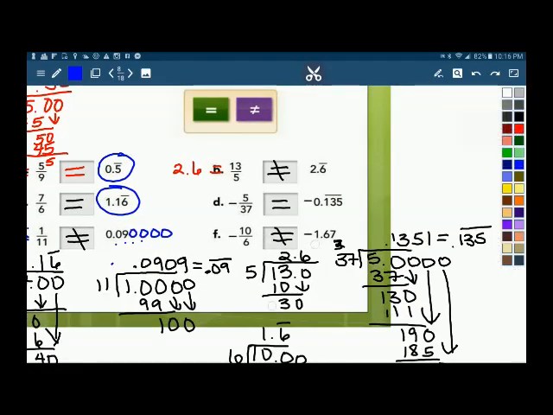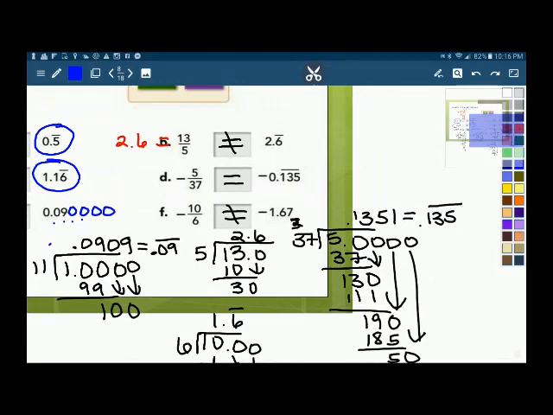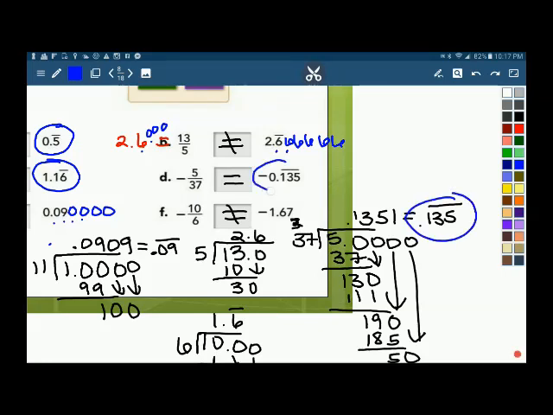Same kind of deal over here with 13 over 5. That was just equal to 2.6, 2.6 with a bunch of zeros to follow it. Whereas this one is 6's all the way to infinity. So this 6 is equal to this one, but then 0 is less than this 6 right there, which makes them not equal.